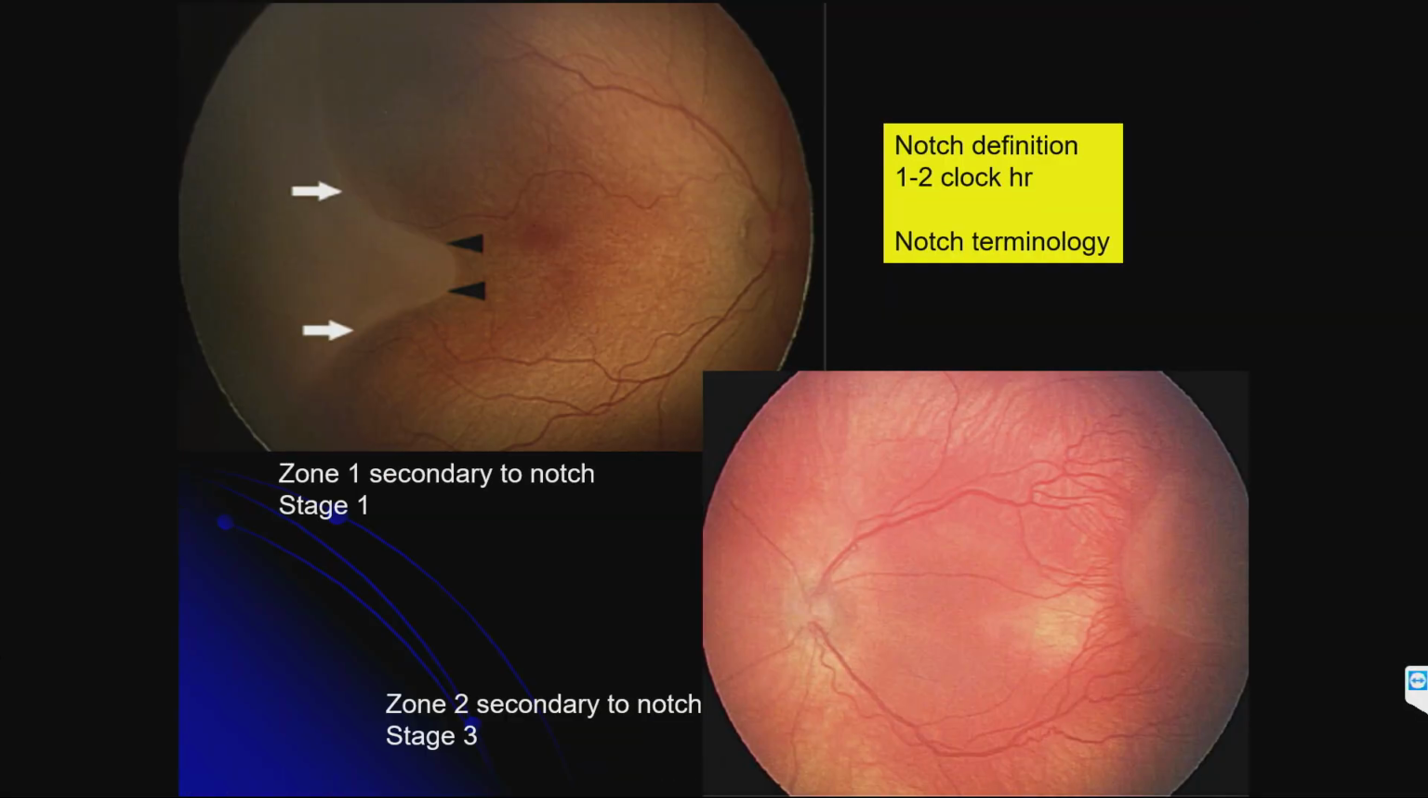Now they have defined a new term called notch. A notch is an avascularity which is invaginating into the posterior pole. The zone at which the invagination happens defines the zone of the notch. So this would be called a zone 1 secondary to a notch, and the stage can be added; this is a stage 1 disease. Similarly, this is a zone 2 secondary to a notch. A notch is generally around 1 to 2 clock hours by definition, with avascularity invaginating into the posterior pole.